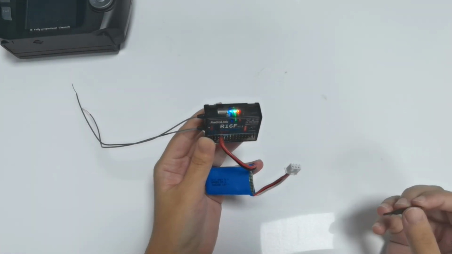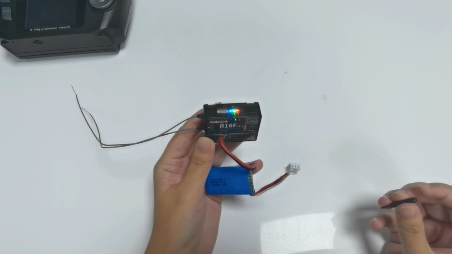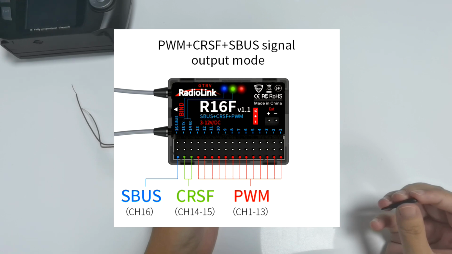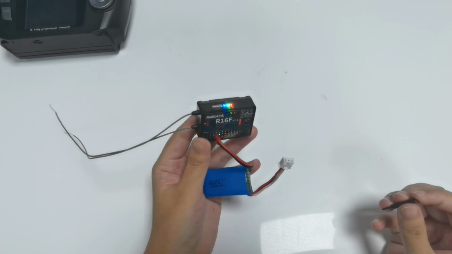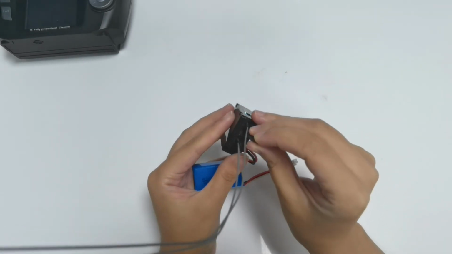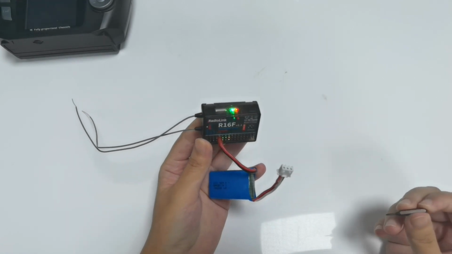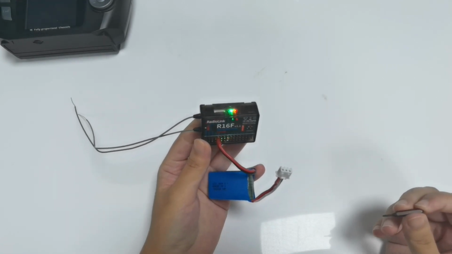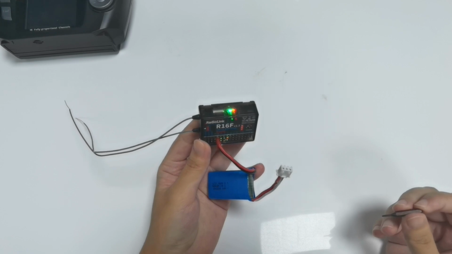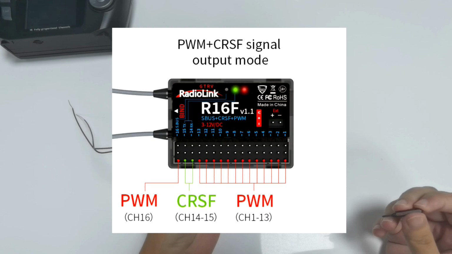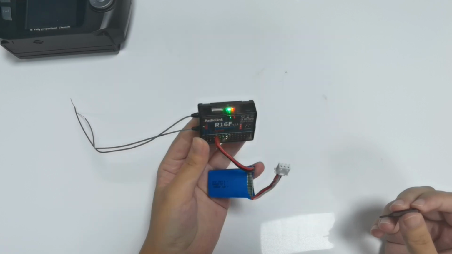Mode 3, red, green, and blue LED always on indicates PWM and CRSF and SBUS SIG output. Short press the binding button to turn off the SBUS. Mode 4, red and green LED always on indicates PWM and CRSF signal output. So that's all about the binding and working modes of R16F.